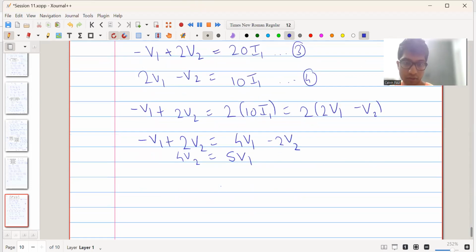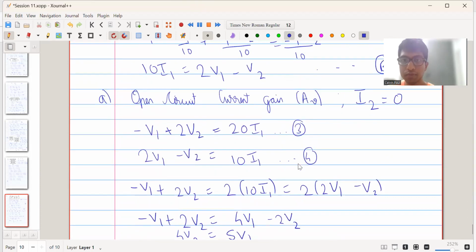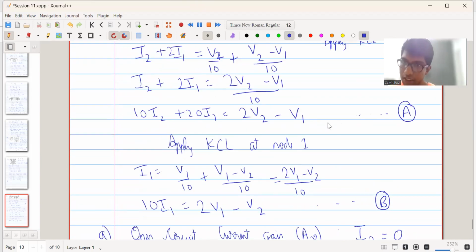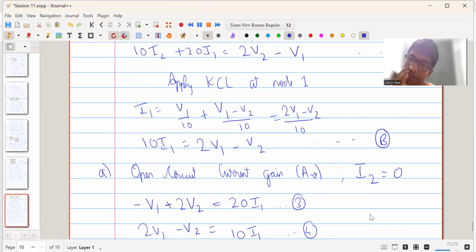So you want to find the open circuit voltage gain AB, which is equal to V2 upon V1, that is equal to 5 upon 4, that is equal to 1.25. Okay, so thus we have obtained the open circuit voltage gain, that is 1.25. So what we have done, we have just written the equations of node 1 and node 2, and then based on our requirement, we have substituted that I2 is equal to 0.